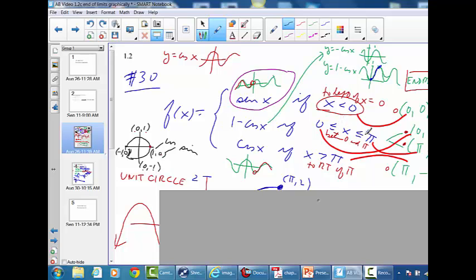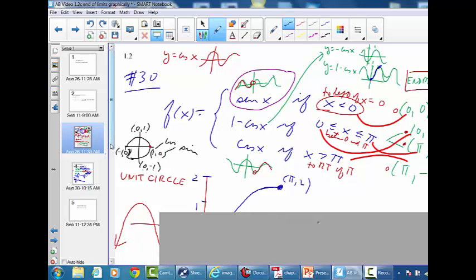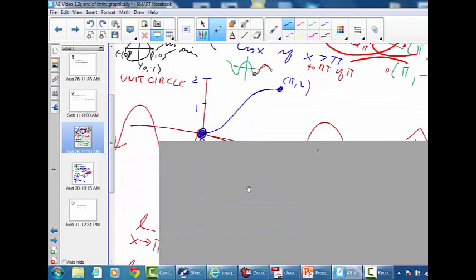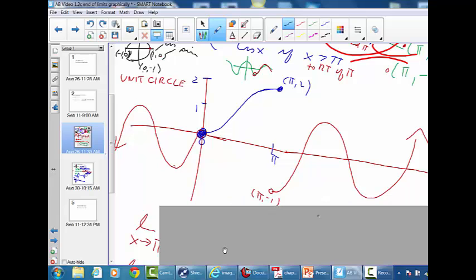Now, these are equal signs. These two will be filled in dots. That's the point 0, 0. And as we said, that's the point pi, 2. So, when it's all said and done, we now have the following.